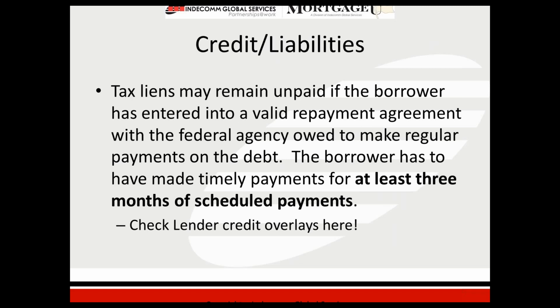Credit and liabilities. This is just a restatement of that delinquent federal tax debt that we were talking about earlier, where they have to have that 3 months of scheduled payments. You can still find this on page 3 of your job aid. Also watch for overlays, which means refer to your product matrices on your TPO portal.